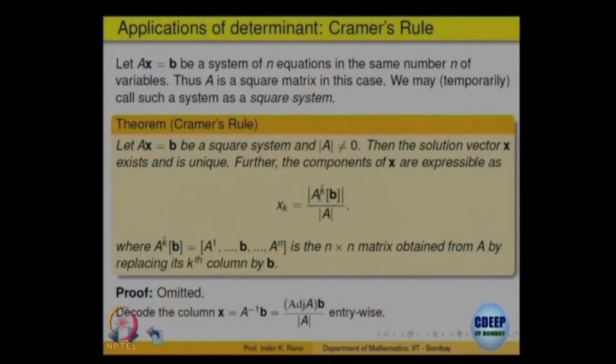Look at the matrix A, you are looking at the kth component of the solution, so look at the kth column, and replace that column by the vector b, which is on the right hand side of Ax equal to b. So, you get another matrix. The determinant of that matrix is the numerator, and this divided by the determinant of A gives you the kth entry. So, that is Cramer's rule.